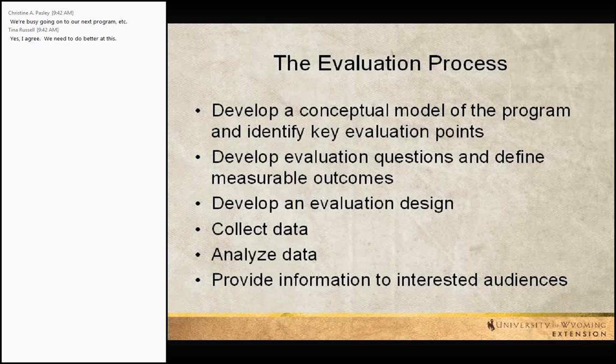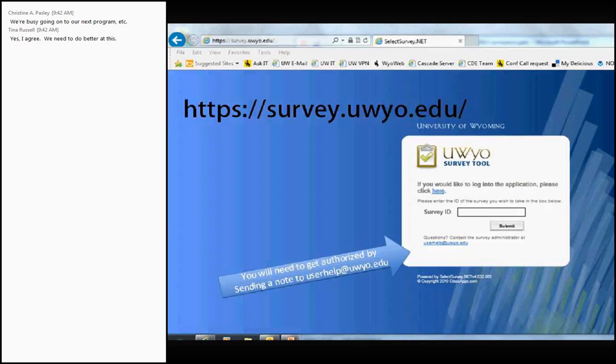Now let's move right into the survey tool. And if you've not seen it before, this is the page that it looks like. So you'll want to make a note of this URL here, survey.uwyo.edu. Now, if you've given this sort of URL to the public, then they would go here and they might enter their survey ID. In many cases, you can just send a unique URL to people, and it will bypass this altogether. Now, because we are going to be designing surveys, we will want to log into the application, so we'll click the little Here button that's highlighted in blue.